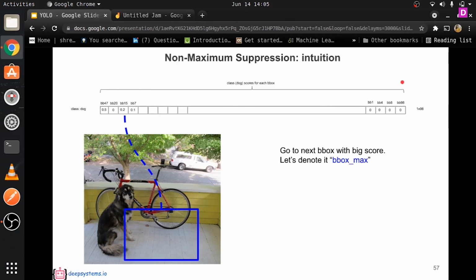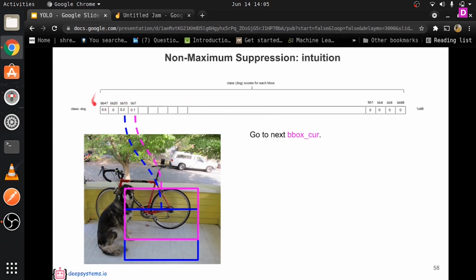So now the whole thing has been done. The next thing that you will do is change your bounding box maximum. So this was your bounding box maximum. Now we will go to the next highest value. So now this becomes your bounding box maximum, 0.2. Now you will compare this to all the other values except the bounding box maximum that was there for the first iteration, which was this bounding box 47.